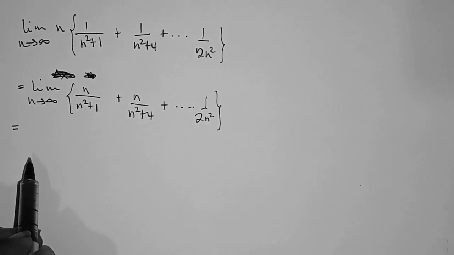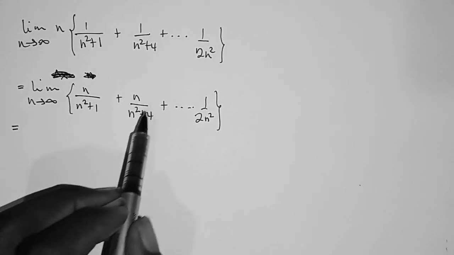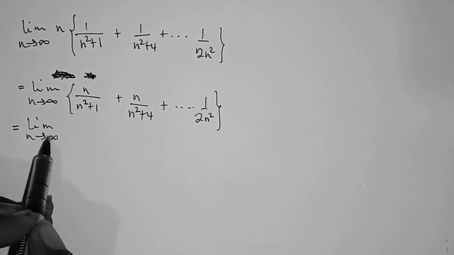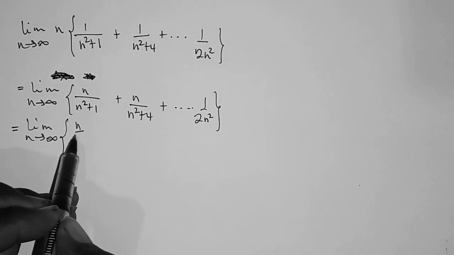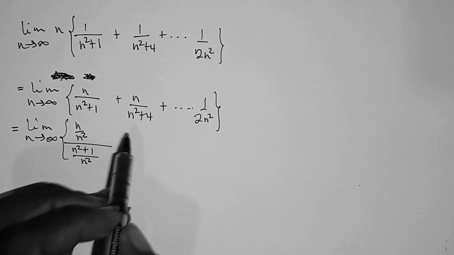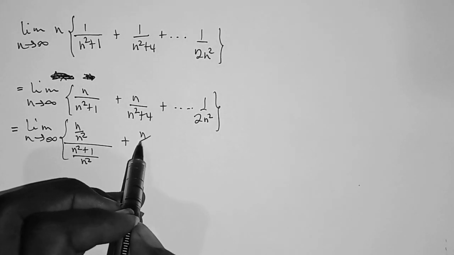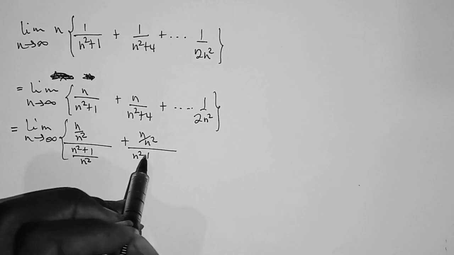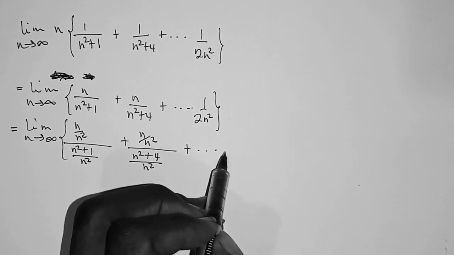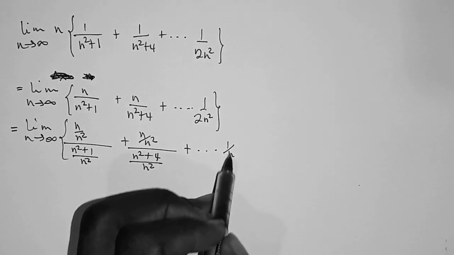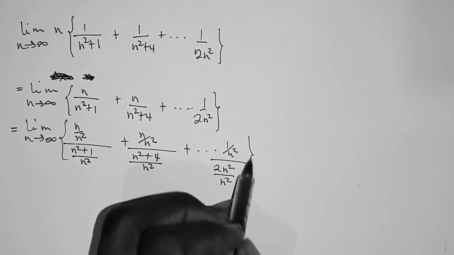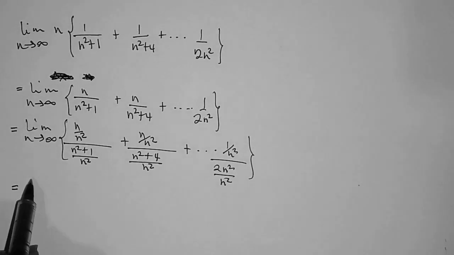So this is equal to, now let's divide both the numerator and the denominator by n squared. So this is equal to the limit as n approaches infinity of n over n squared, all divided by n squared plus 1 divided by n squared, then plus n over n squared, all divided by n squared plus 4 divided by n squared, then plus all the way to 1 over n squared divided by 2n squared divided by n squared.